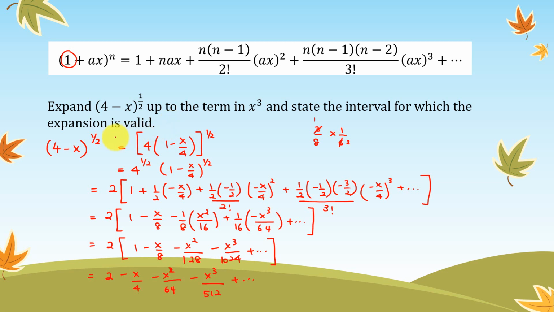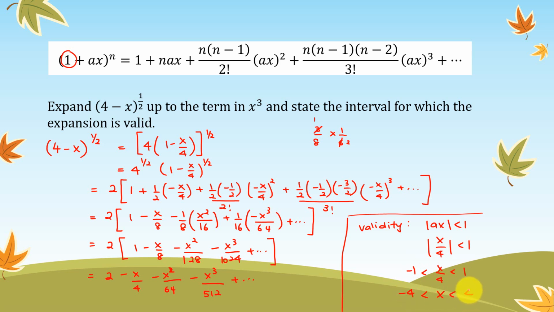So to state the interval for which the expansion is valid, like I told you before, we should have the modulus of ax less than 1. So ax is over here, 1 plus ax, so the modulus of x over 4 less than 1, so x over 4 should be in between negative 1 and 1. Therefore, we can say that x should be in between negative 4 as well as 4. So do keep in mind again, if the first digit is not 1, you should factorize them first. And then after you factorize, don't forget to apply the power before you expand and simplify them.